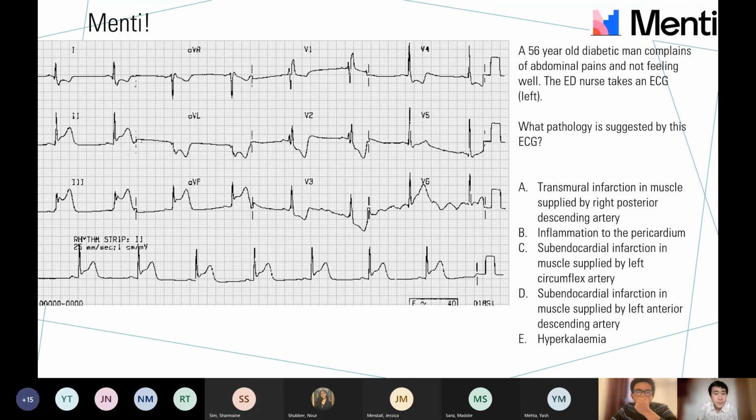Here we go. Menti. "56-year-old diabetic man complains about abdominal pains and not feeling too well. ED takes an ECG, which you can see on your left. What's the pathology?"